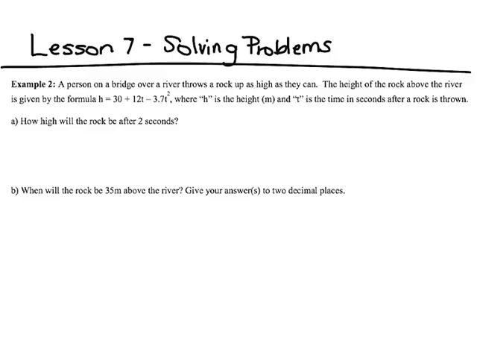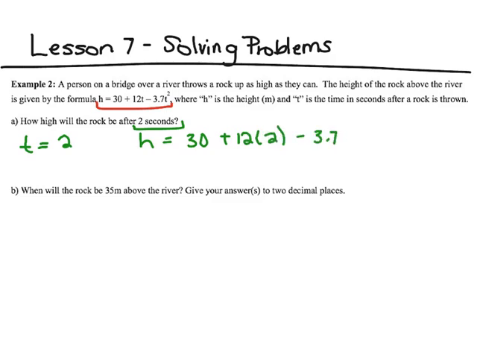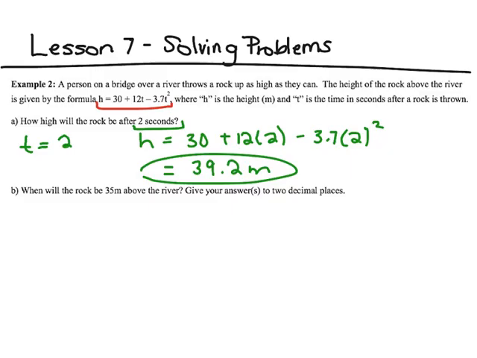Example 2, a person is on a bridge and throws a rock up in the air as high as they can. This is the formula for height and time, where h is the height in meters and t is the time in seconds. We want to figure out how high the rock is after 2 seconds, so we're going to plug in t to be 2. So h is equal to 30 plus 12 times 2 minus 3.7 times 2 squared. When you type all this into your calculator, you should get 39.2 meters. So that is how high the rock would be after 2 seconds.